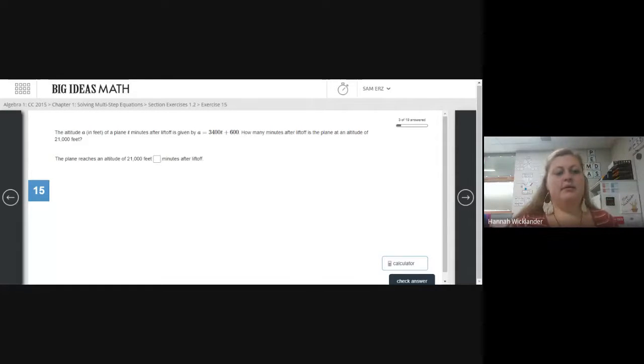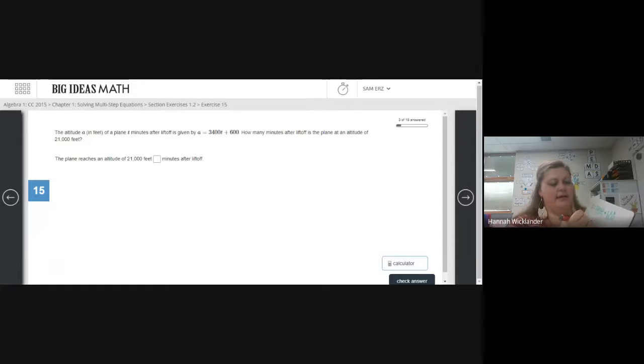The altitude, A, of a plane, T minutes after liftoff, is given by the equation A equals 3,400 T plus 600. How many minutes after liftoff is the plane at an altitude of 21,000 feet? So I'm trying to find the minutes. So T is what I'm trying to solve for. And then it's giving me 21,000 feet for the altitude. So I'm going to plug in 21,000 in the equation for A. So right here where I see A, I'm going to put 21,000.